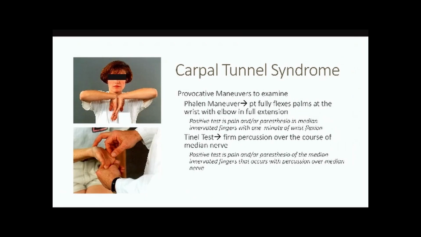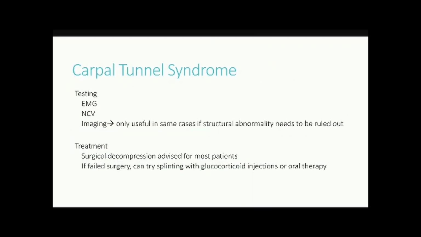A couple of maneuvers you can do for carpal tunnel. One's called the Phalen maneuver. You flex the wrist at full extension and see if that causes any pain. That's one sign you can do. The other one is the Tinel test. You percuss over the median nerve and see if it causes any pain. Any paresthesia, pain on the median innervated fingers with percussion over that nerve. So these are just two physical exam things you can do for carpal tunnel.